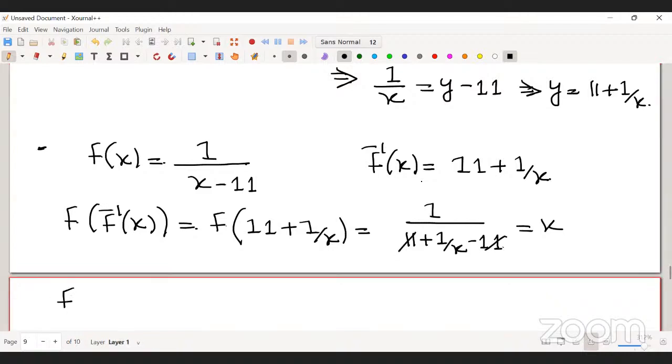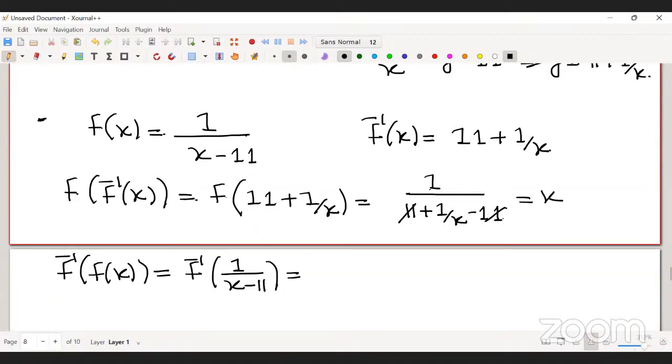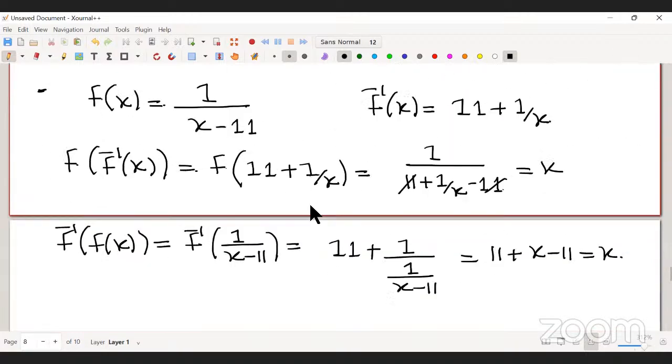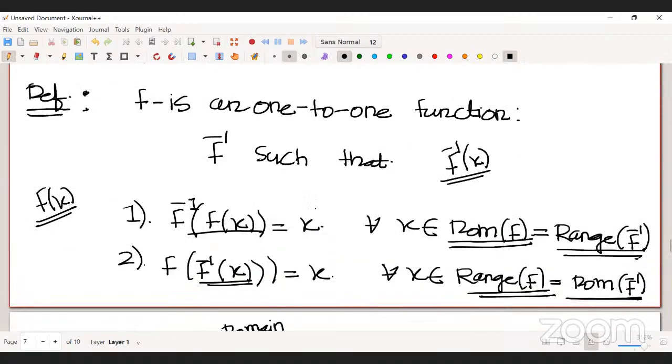And similarly, f inverse of f of x is f inverse of 1 by x minus 11, which is nothing but 11 plus 1 by 1 by x minus 11, which is nothing but 11 plus x minus 11, which is x. As you can see, whatever map we get satisfies both these two conditions, condition 1 and condition 2. So that's why this is an inverse function.